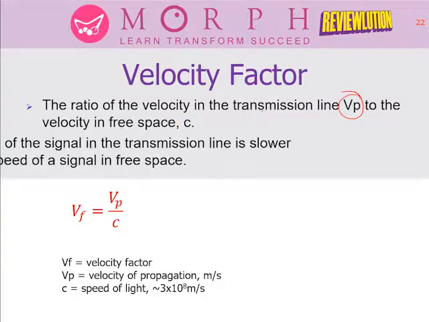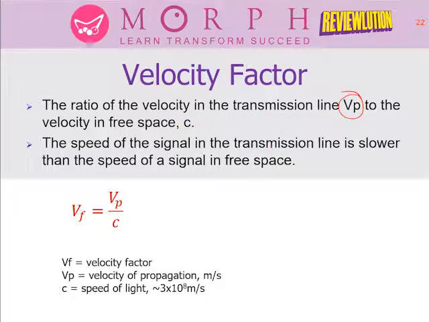So sabi nga dito, no, the speed of the signal in the transmission line is slower talaga, no, than the speed of the signal in free space, because nga the maximum speed of light or electromagnetic energy can only be attained in free space. And take note, transmission lines, the dielectric is not free space. Kaya babagal talaga siya doon, no?